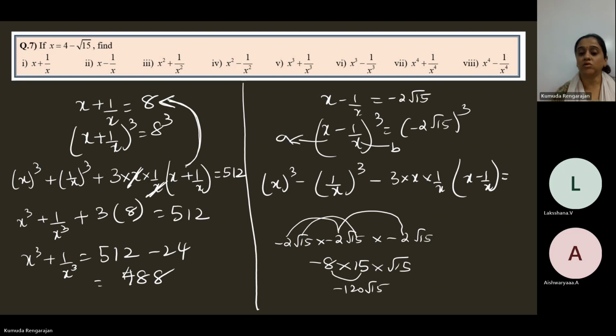No need to use the identity? No, this is just one number cubed, so you'll have to multiply that number with itself 3 times. The identity applies only when there's one number plus or minus another number and then whole cubed or whole square. This is just one number, minus 2 root 15, and that is cubed. So you'll have to multiply the same thing with itself 3 times. Okay, so it is equal to minus 120 root 15.